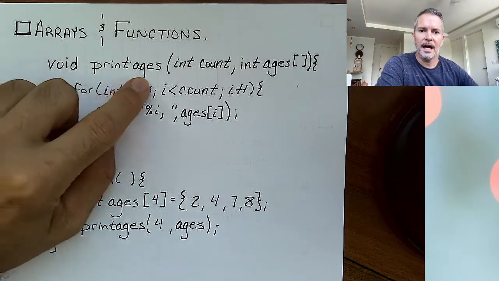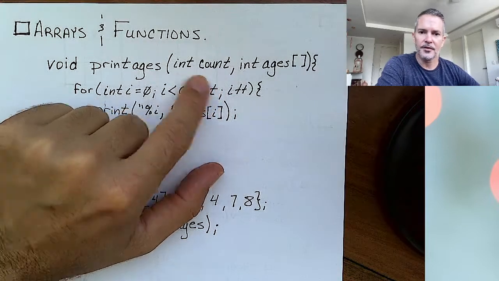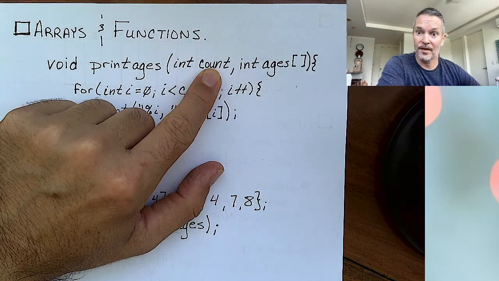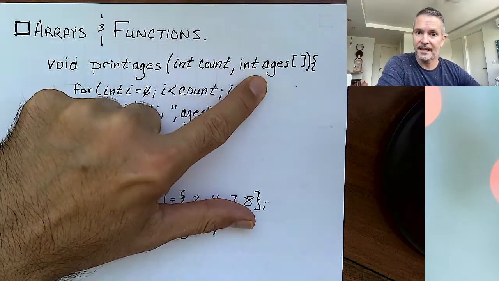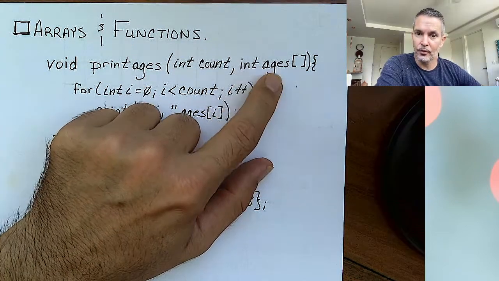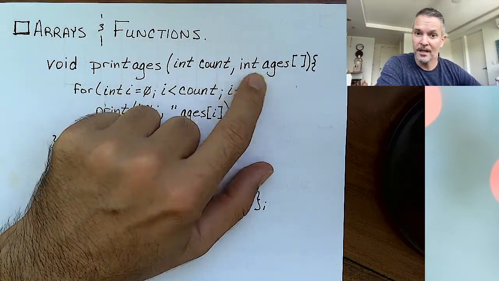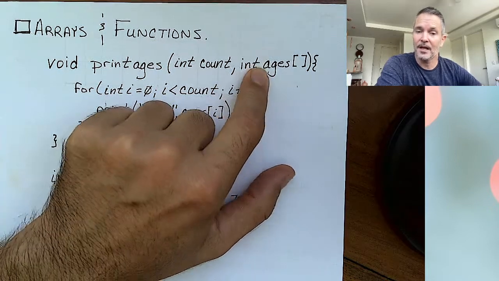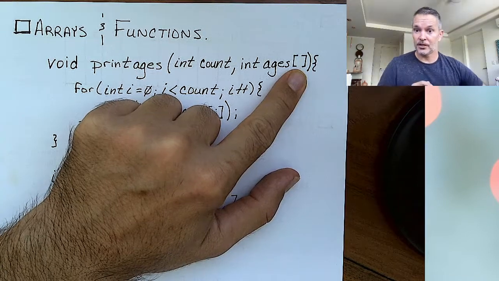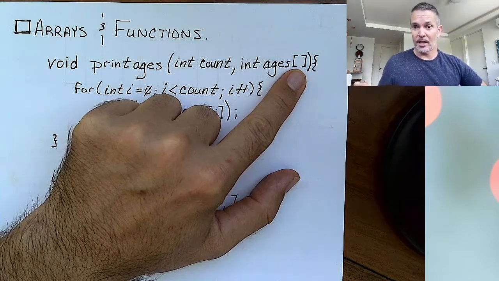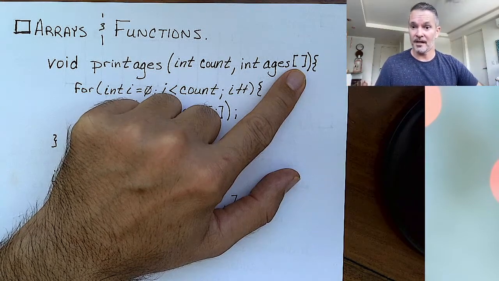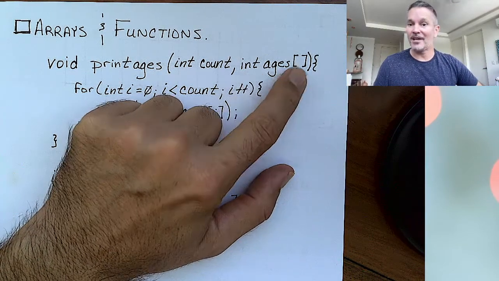I'm going to have 2 parameters. The first is a count of how many ages I am providing the function, and the second is an array. Now the way that you tell a function that you're going to be passing in an array is you just say a type, a name, and then the brackets. No need to place a number. This function doesn't care how big your array is. It doesn't need to know how big your array is in order for the function to be defined. So you just say, I'm going to give you an array.